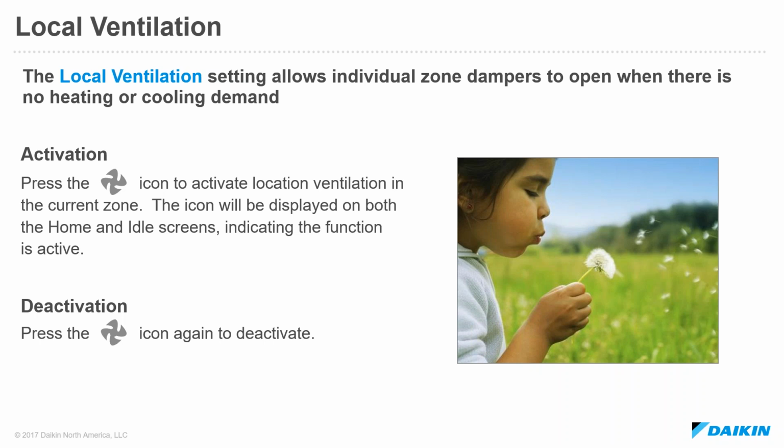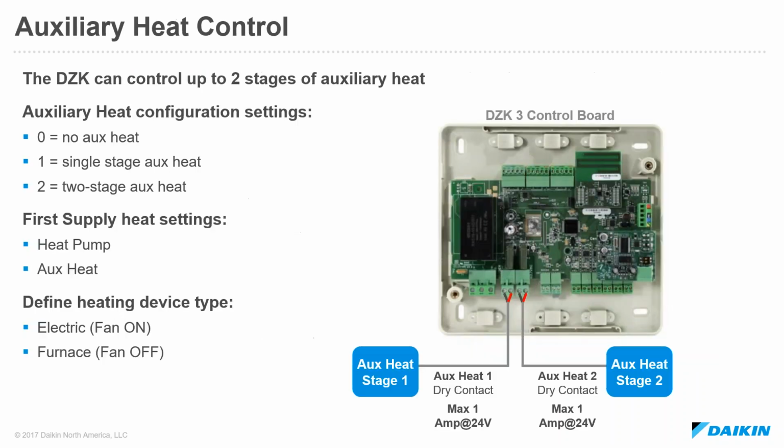So just be aware this is something that's enabled locally, and there's a fan icon that the user will see on the thermostat. So pressing the fan icon activates local ventilation, and that fan icon will be shaded in. If they turn that local ventilation setting off, the fan icon just becomes unshaded.